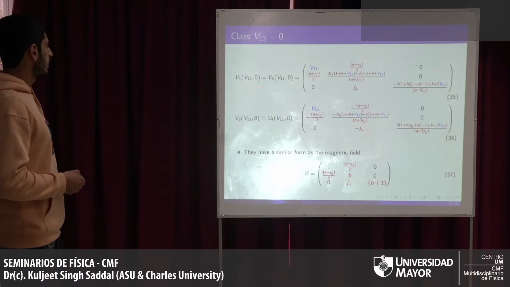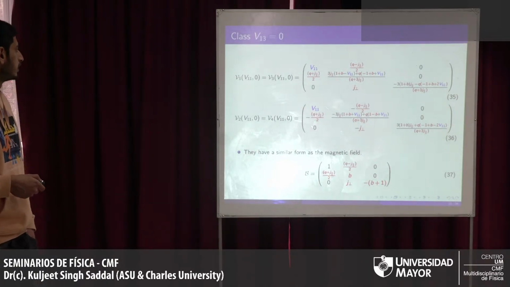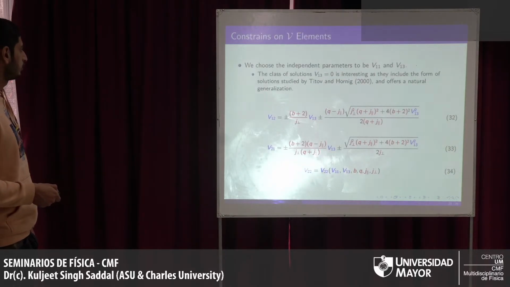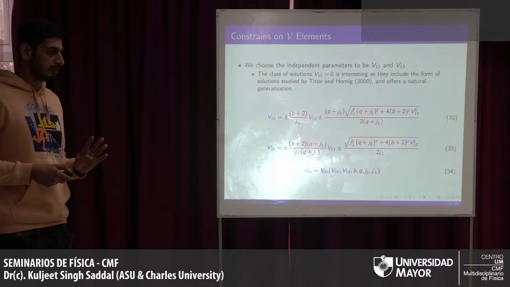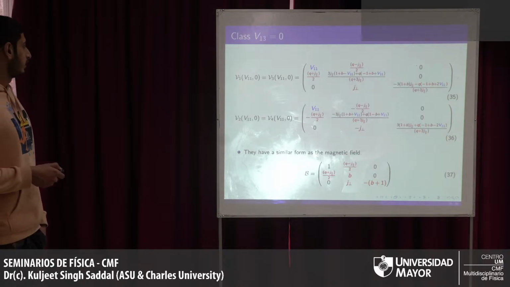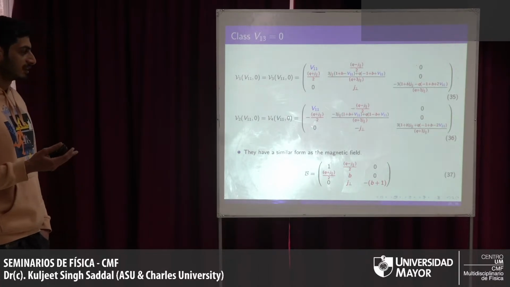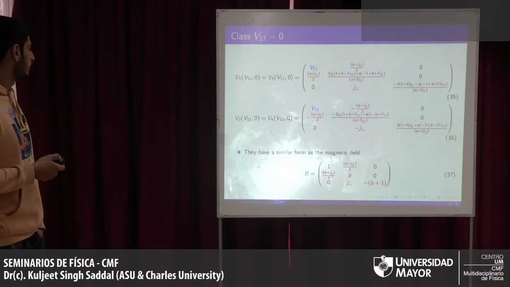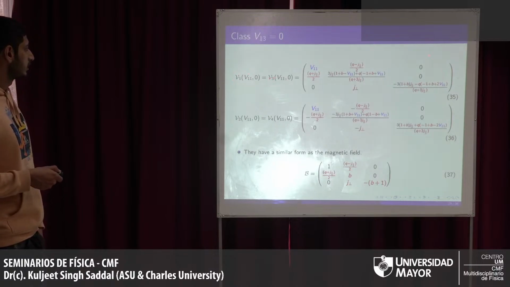So we are interested in the class of solutions where V13 goes to 0, because that's what Tita and Hornick obtained. Here I forgot to mention that we have 4 sets of solutions corresponding to plus-plus, plus-minus, minus-plus and minus-minus. So we get 4 velocity matrices which we represent by subscripts 1, 2, 3 and 4. When we put V13 equal to 0, the 4 sets come down to 2. 2 of them become equal. So we have V1 equal to V3, which is of this form, V2 equal to V4, which is of this form.